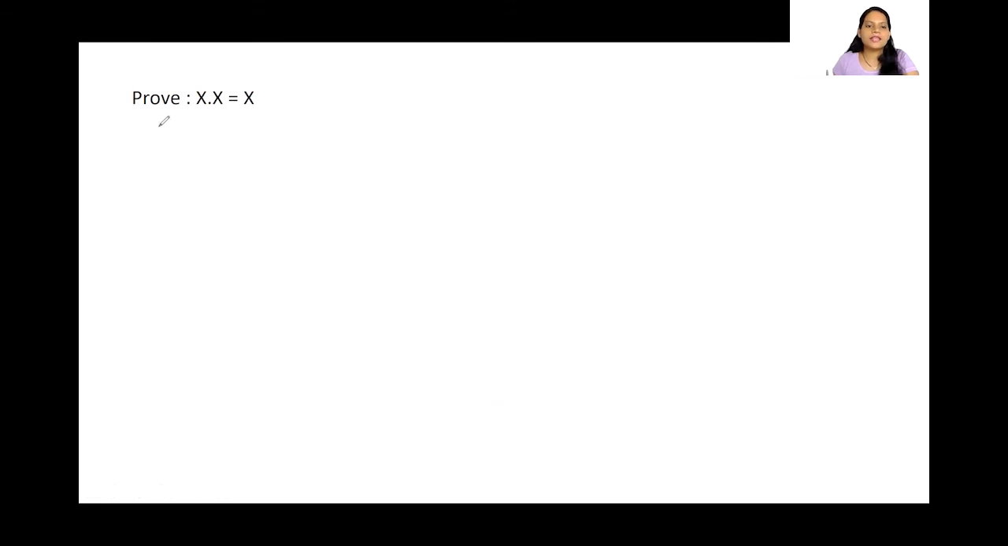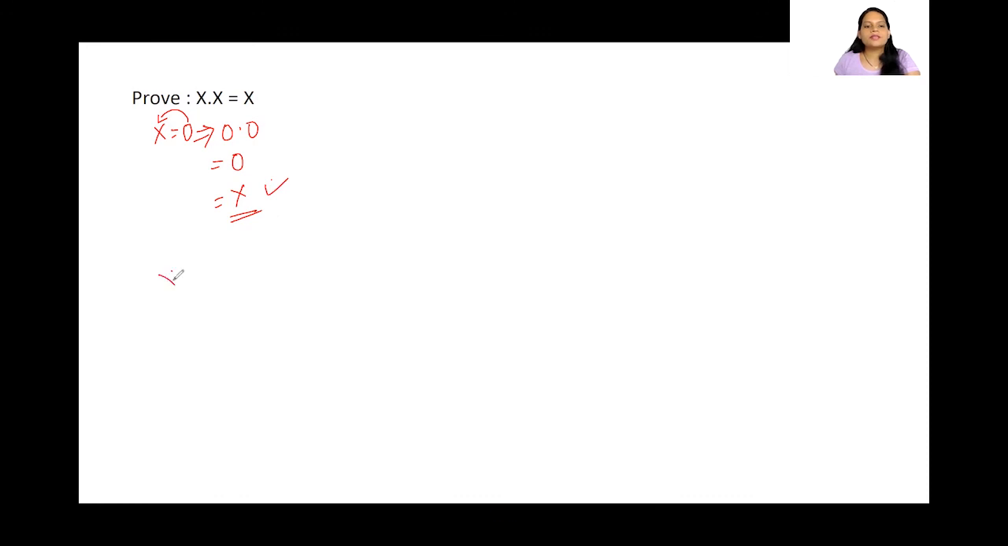So first let's take x is equal to 0. So what happens when I take x is equal to 0? Here this becomes 0 into 0. So now 0 and 0 is nothing but 0, right? So what is 0? 0 is nothing but x. So I have proved this for x is equal to 0.